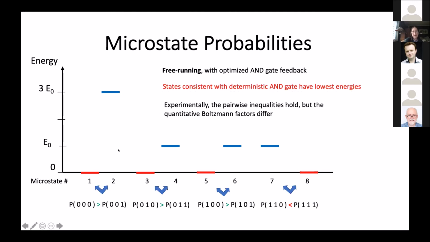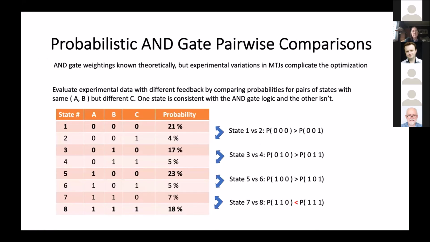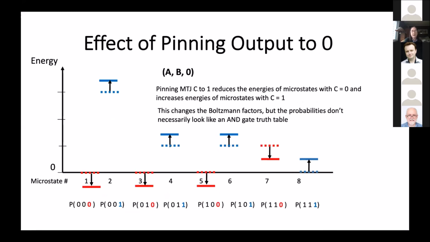So the red states are these low energy states, and then what people are doing in decryption is to pin one of the outputs, and effectively you're changing the relative energies. You can lower the ones that have state C, the output, equal to 0, or relatively raise the probabilities of the microstates that have C equal to 1. And you're perturbing basically these Boltzmann relations that are involved in calculating the relative probabilities. So that's where we are.